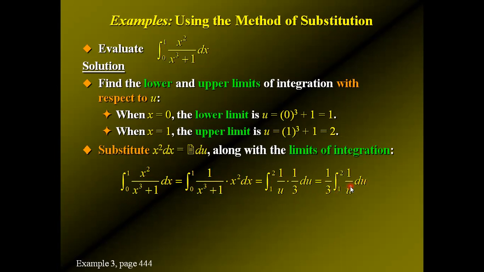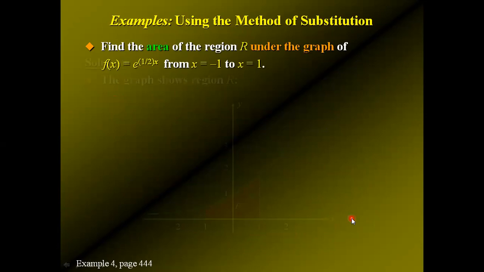Then 1 by u du. The integration of 1 by u will be ln u. From the table of formulas, we can see the integral of 1 by x is ln x. So 1 by u with respect to u is ln u, with upper limit 2 and lower limit 1. Putting in the upper limit, we get ln 2 minus, after putting in the lower limit, ln 1. Log m minus log n is log m by n, and log 1 equals 0. We get 1 by 3 ln 2. This is a very interesting method.